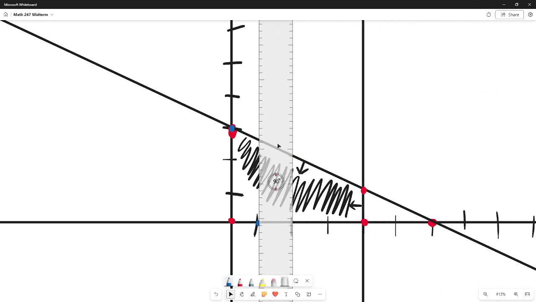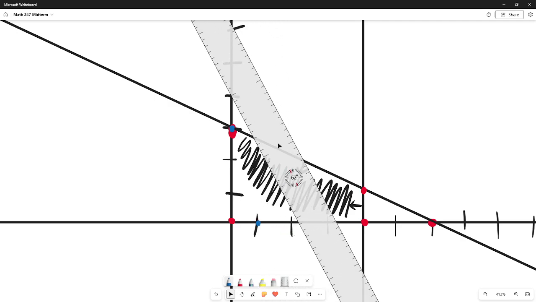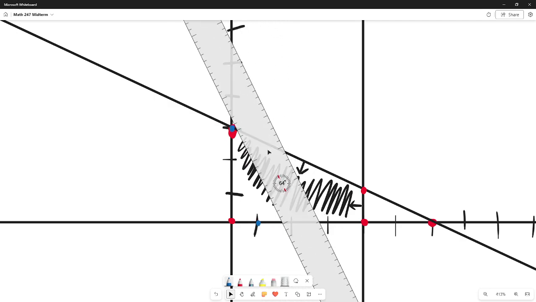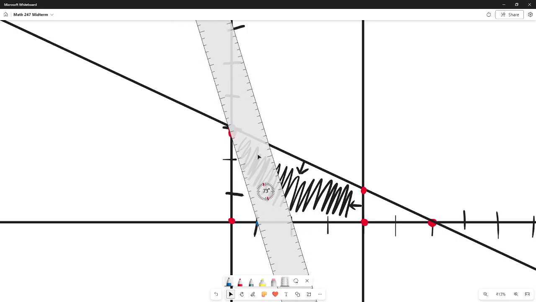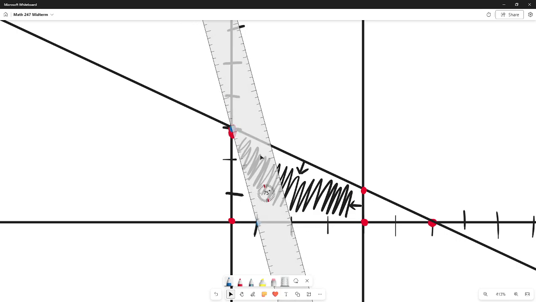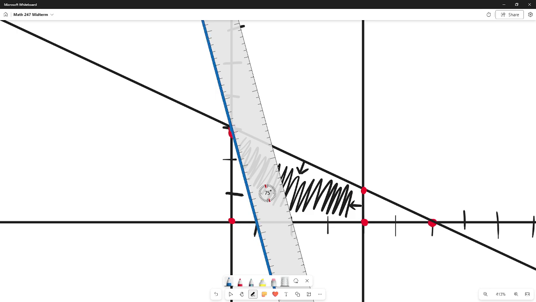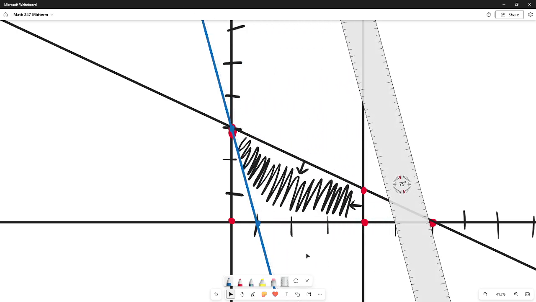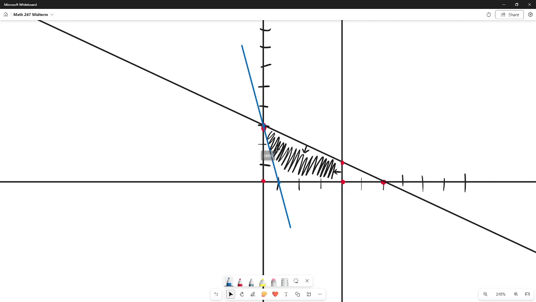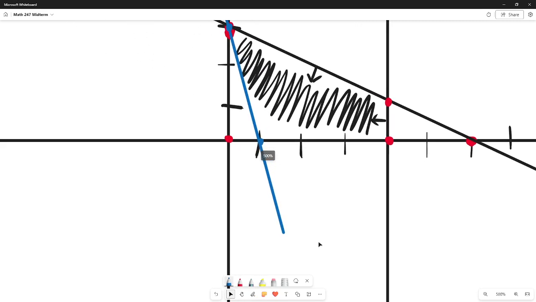So go right here. It's going to be kind of hard to line up. There we go. And so this is the objective function in the event that k is equal to 3.